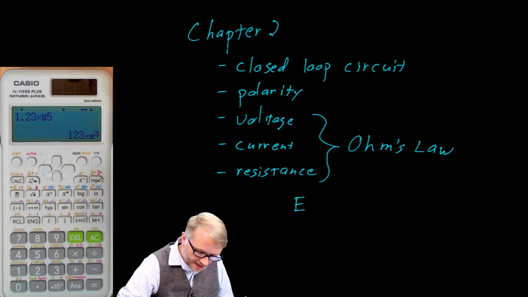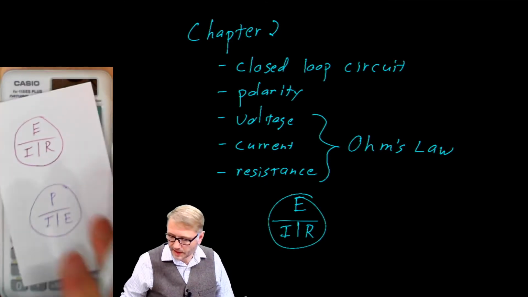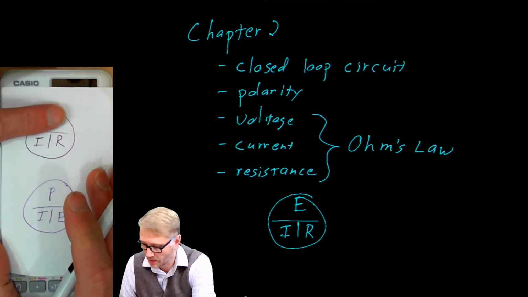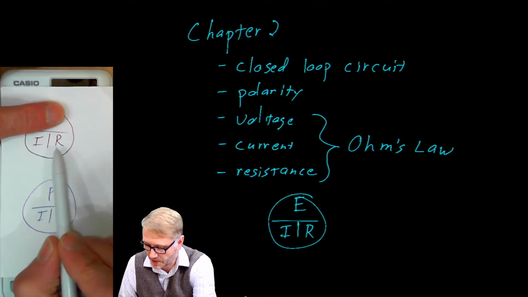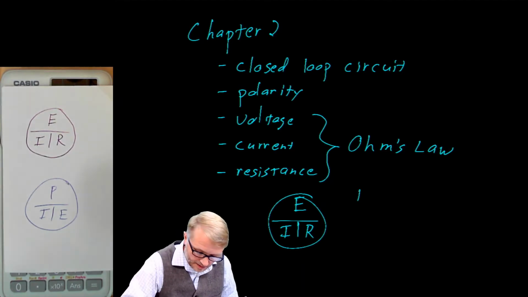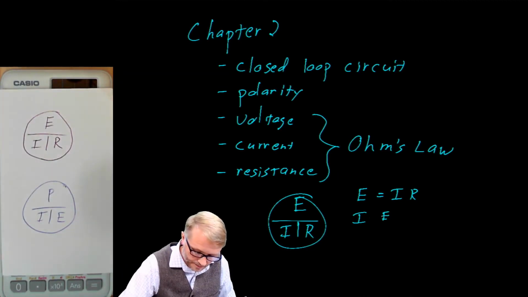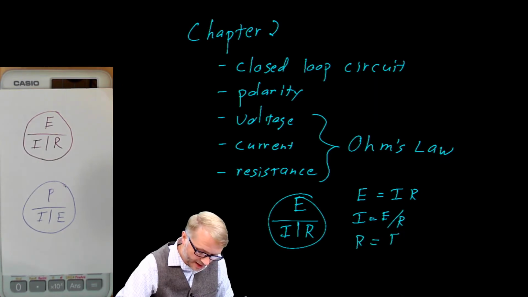We had a device to help us remember these. So we would put them in a wheel like so. And then we use what we called the cover-up method. So if you wanted to figure out what the voltage is, you'd cover up the voltage. You'd say a voltage is a current times a resistance. So E is equal to IR. A current, we cover that up. That's a voltage divided by a resistance. And the resistance is a voltage divided by a current.